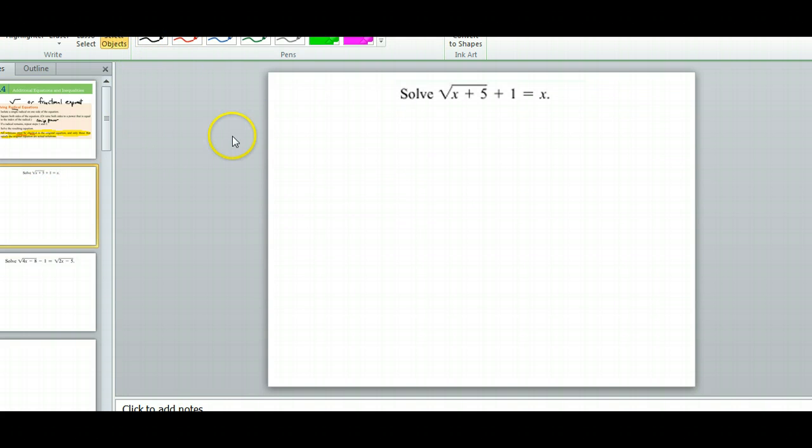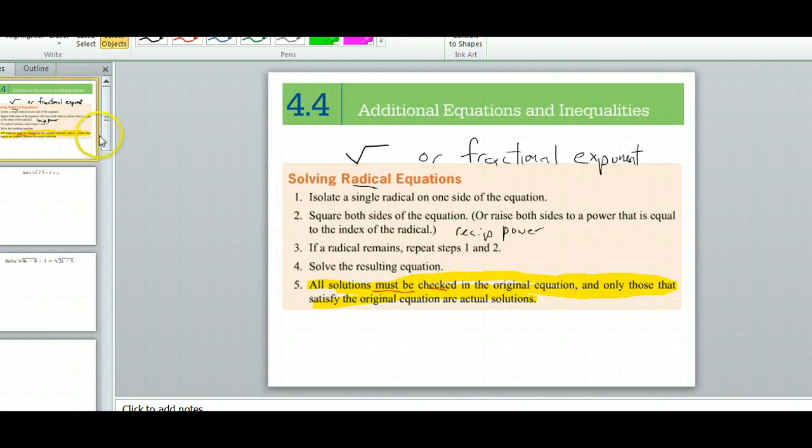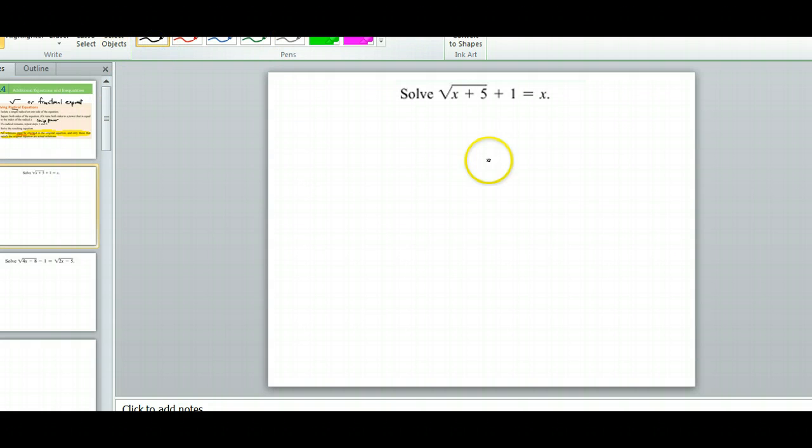Alright, so let's do an example. Solve the square root of x plus 5, plus 1, equals x. Alright, let's make sure we understand what this is saying. Isolate one of the radicals on one side of the equation. Alright, so that means I want to isolate, there's only one radical here, so I need to isolate it, meaning I need to get this 1 over to the other side.